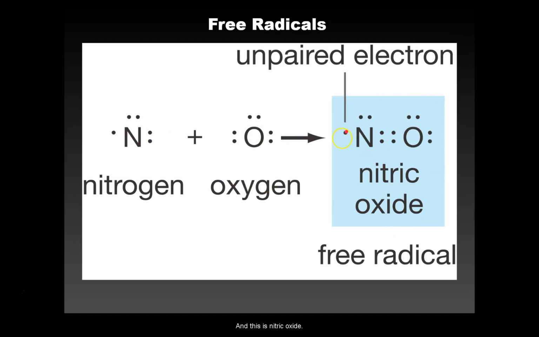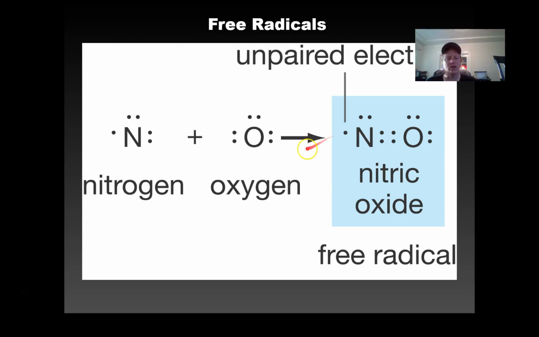And this is nitric oxide. You have this free, unbound, unpaired electron, and it's going to mess you up. It's going to attack your DNA, mess up your cells pretty good. I think that's about enough for this lecture.